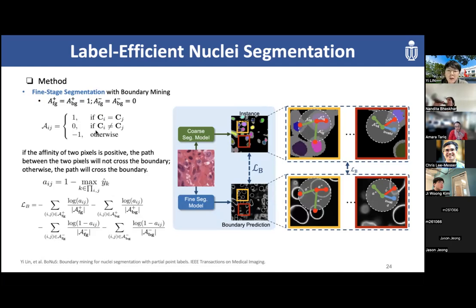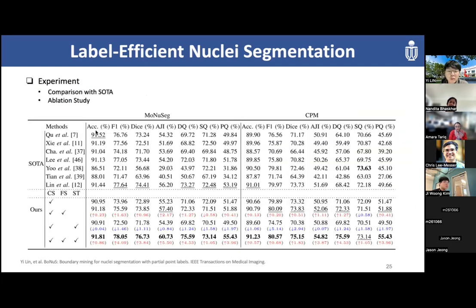A line is positive if the pixels along the line are all background or all in the same nuclear. Otherwise, it is negative. In this way, the boundary information, as well as the instance-aware feature representation, can be learned from the pseudo-labels generated by the coarse stage segmentation model. We validate the proposed method on the MoNuSeg and the CPM dataset, and the results show that our method outperforms the state-of-the-art methods, as well as our previous work.